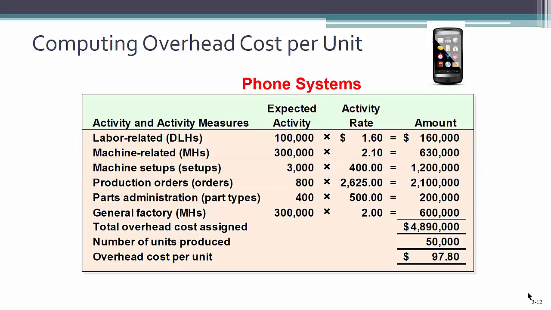We complete the same overhead assignment for the other 5 activities, and then we add the overhead costs for the 6 activities to determine the total overhead assigned to phone systems of $4.89 million. Next, we calculate the overhead cost per phone system by dividing the $4.89 million by the 50,000 phone systems that will be produced. The result is $97.80 of overhead cost per phone system. Take a moment to review these calculations to make sure you follow the numbers. And now we'll move on to the GPS systems.